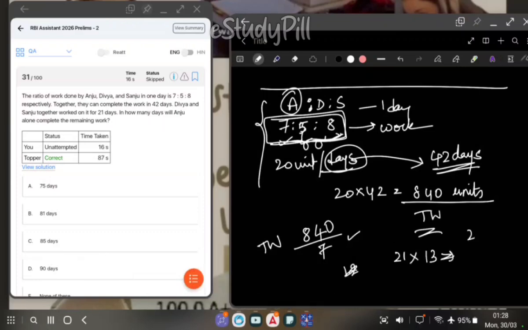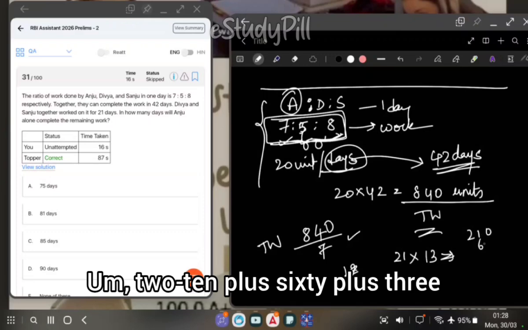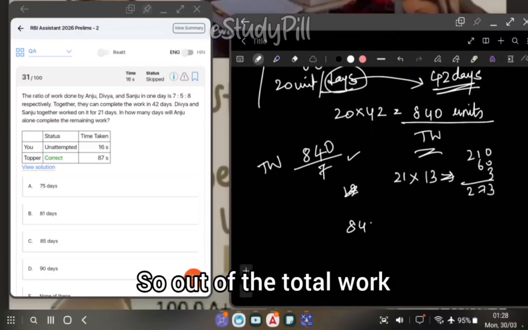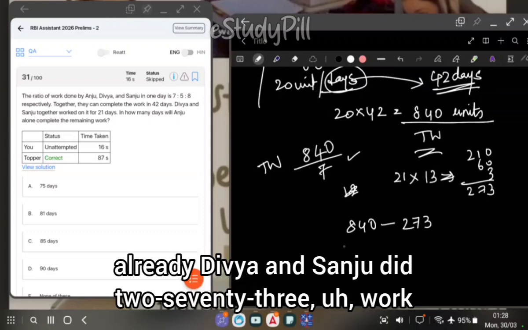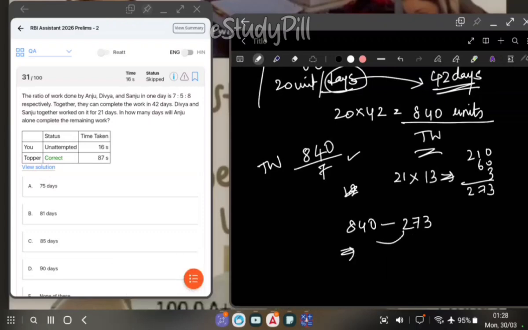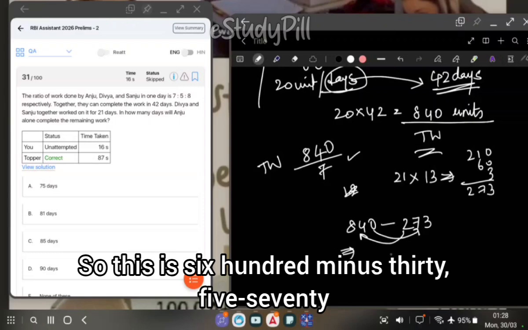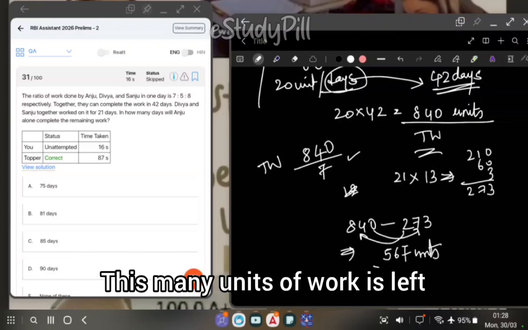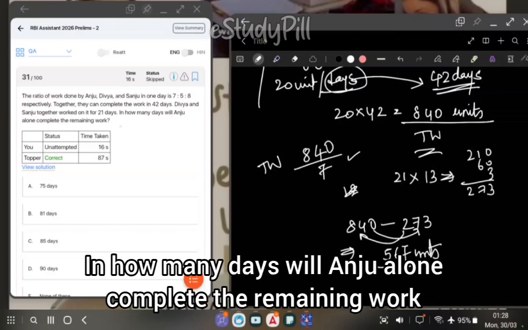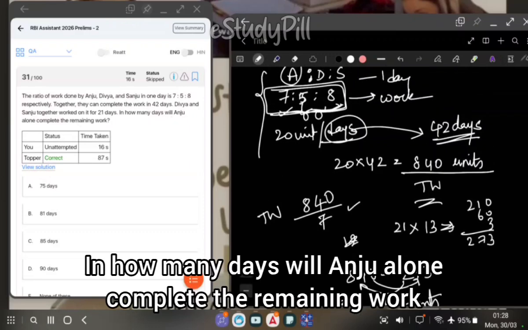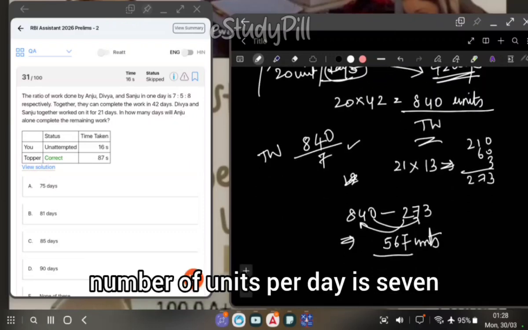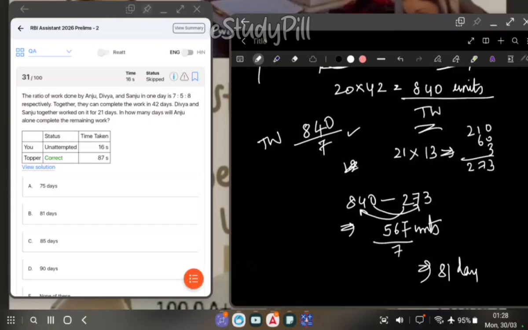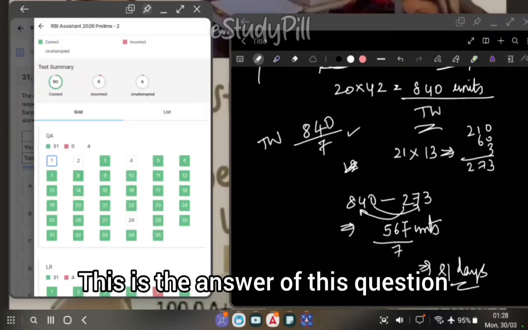So how much is this? 210 plus 60 plus 3, 273. So out of the total work, Divya and Sanju already did 273 work. So this is 840 minus 273, 567. This many units of work is left, which is to be done by Anju alone. In how many days will Anju complete the remaining work? Anju's number of units per day is 7. So you divide it by 7 and it's 81 days. This is the answer of this question.